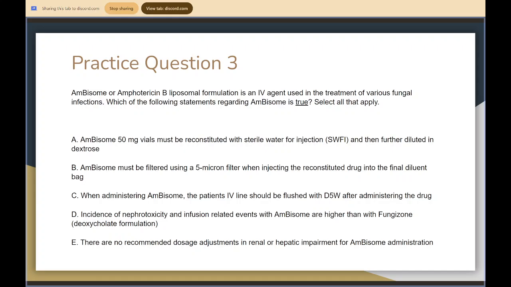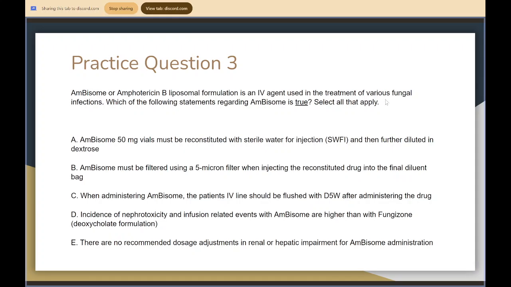Choice C, when administering AmBisome, the patient's IV line should be flushed with D5W after administering the drug. Choice D, incidence of nephrotoxicity and infusion-related events with AmBisome are higher than with Fungizone, which is the deoxycholate formulation. Choice E, there are no recommended dosage adjustments in renal or hepatic impairment for AmBisome administration.